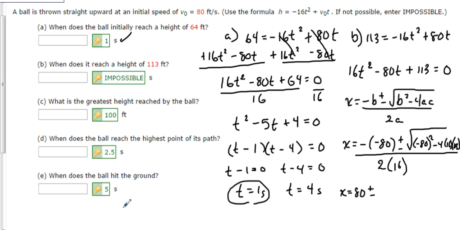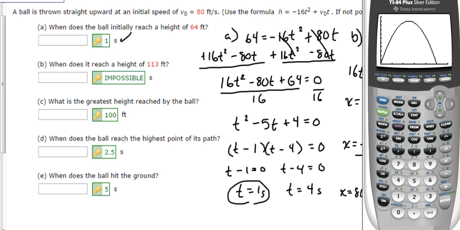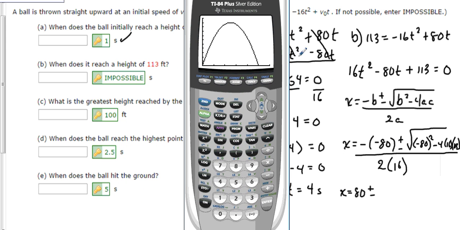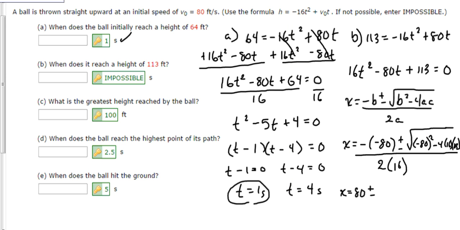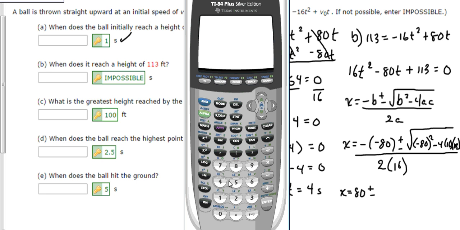Now let's bring up our calculator again, and we're going to use that in order to figure out what the square root is. So let's get out of this. And I'm not going to take the square root yet, though, and you'll see why in just a second. Okay, so let's type in parentheses negative 80 close parentheses squared minus 4 times 16 times 113.